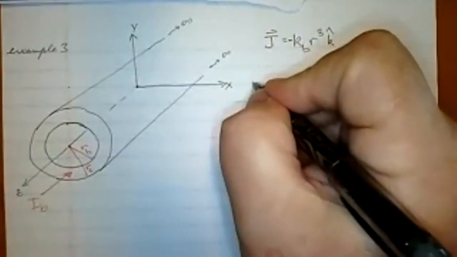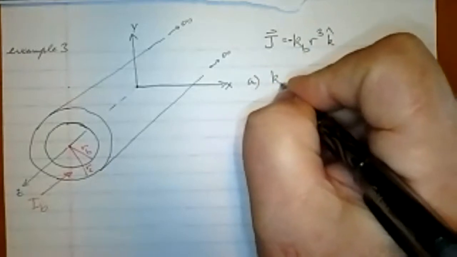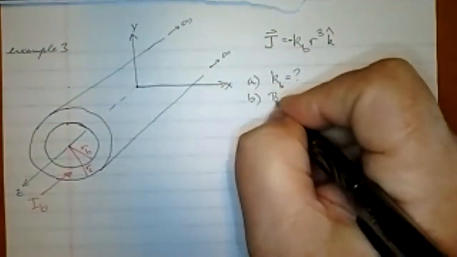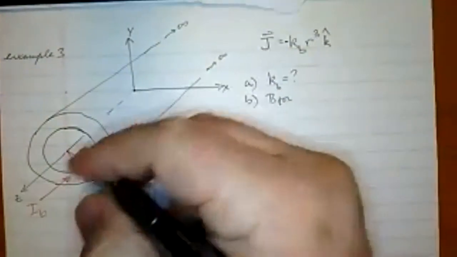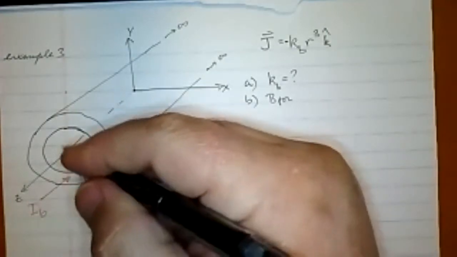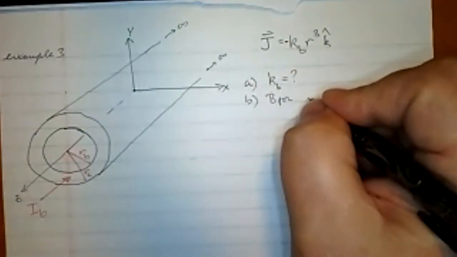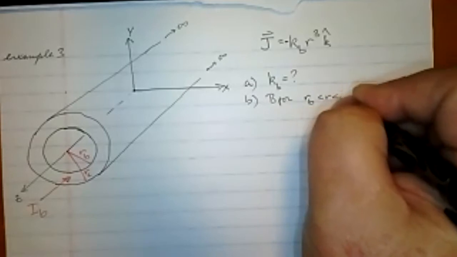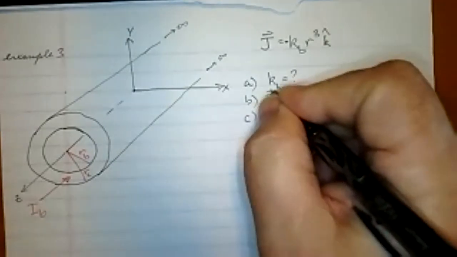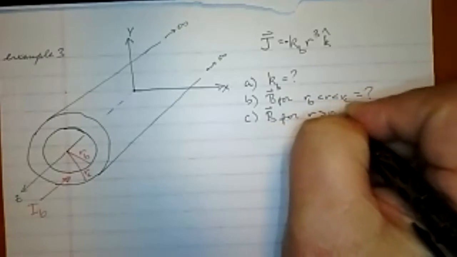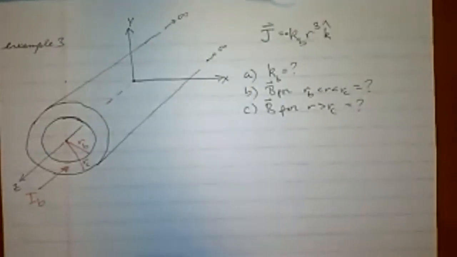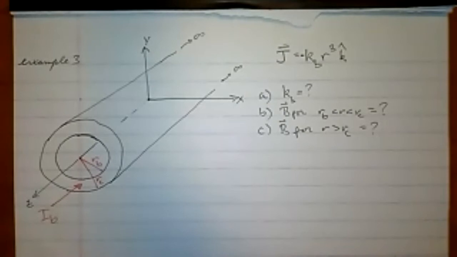Okay. So part A, I would like to know KB is question mark. Part B, I'd like to know B for, I think you can tell it's obvious with this configuration that the magnetic field inside is completely zero because there's no current enclosed inside of there. So I'm just jumping right to RB being less than R being less than RC. And then part C, I'm going to ask for B for R greater than RC. So that's what I'm shooting for. Does that make sense to everyone?